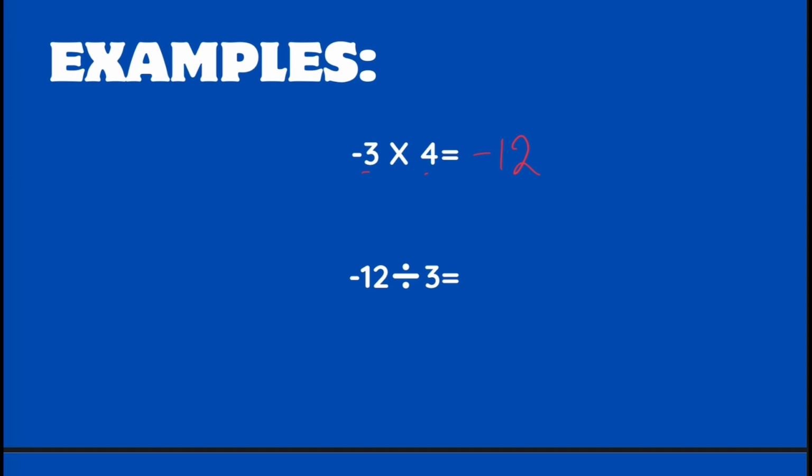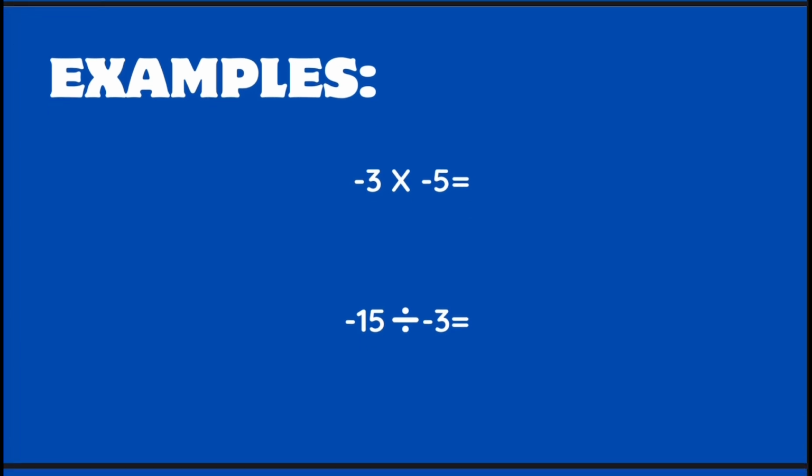Now what about this one? Negative 12 divided by 3. 12 divided by 3 is just 4. And since they're different signs, remember that we have that invisible positive. Since they're different signs, this is going to be negative because we always make it negative when they're different. That negative is always more powerful than the positive.